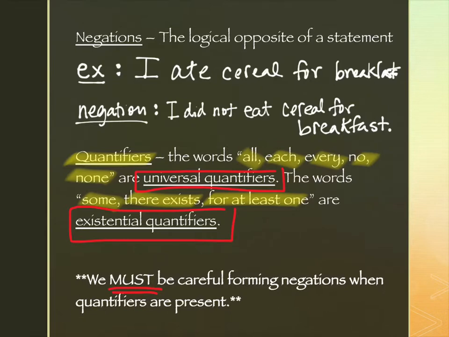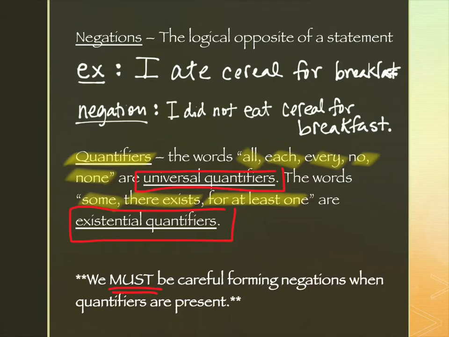So in particular, when we have these universal quantifiers, the first ones listed here, all, each, every, no, none, and we're negating things, we're going to create an existential quantifier statement. And likewise, when I have an existential quantifier statement and I want the negation, I'm going to be creating a universal quantifier statement. They're going to go back and forth when I create my negations.